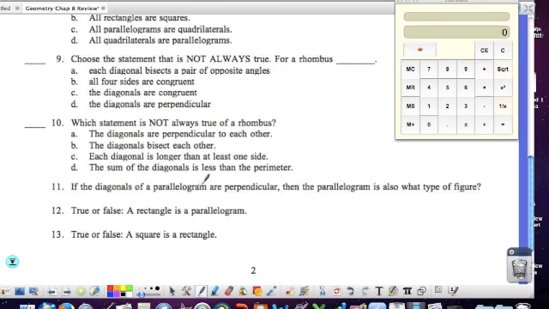If the diagonals of a parallelogram are perpendicular, then the parallelogram is what type of figure? So perpendicular diagonals in a parallelogram make it a rhombus. Next one, that's a pretty easy one. A rectangle is a parallelogram. That's true. And this is the one that always makes people feel so confused, but a square is always a rectangle. So that one's true, and that one's true.